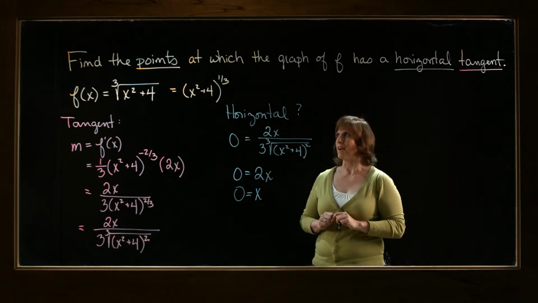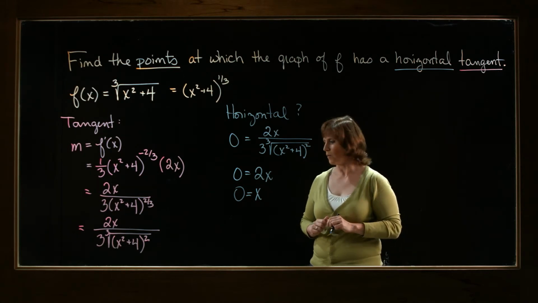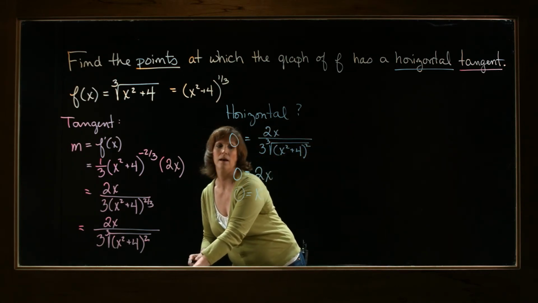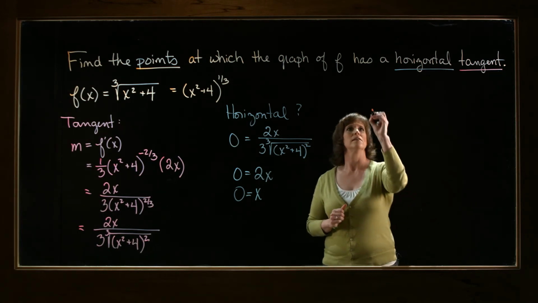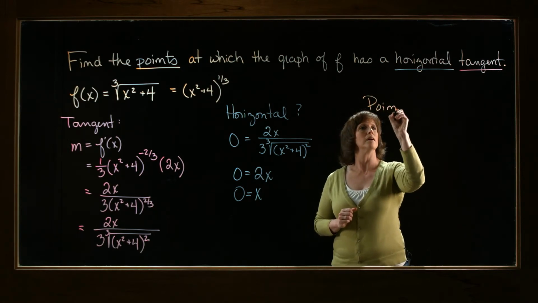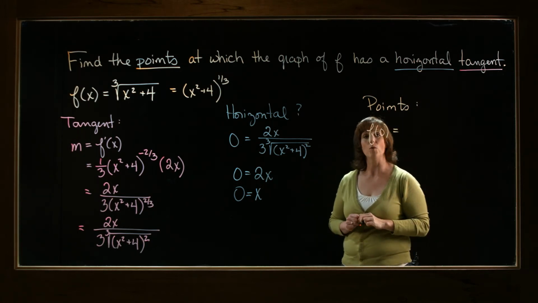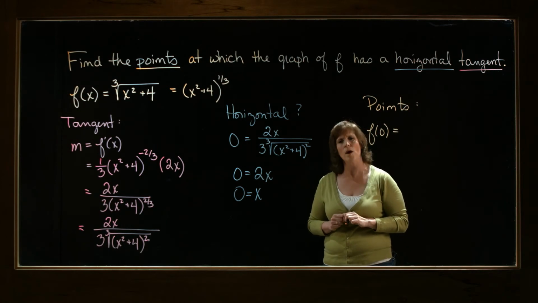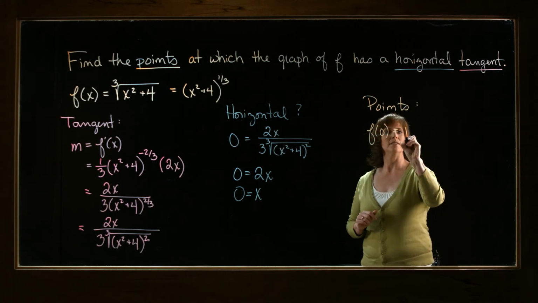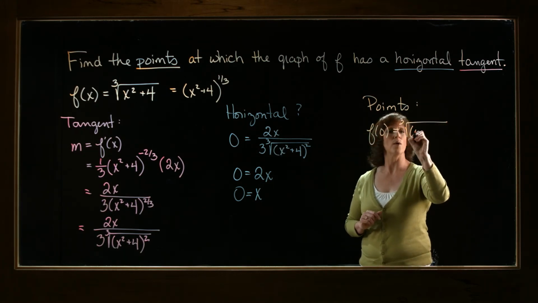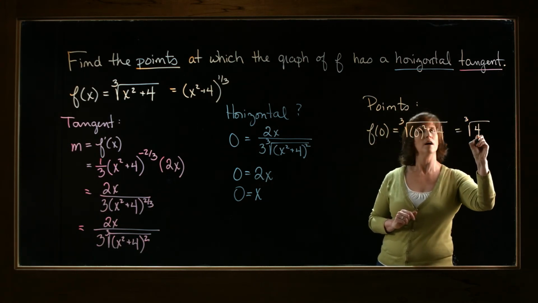Okay, I'm almost there. Now I want to find the points on the graph. Well, I know what the x-coordinate is. It's 0. But to give the ordered pair, why don't I find out what f of 0 is? So what are the points? I need to figure out the y-coordinate, which will be f of 0. Now, where do I plug this in? I plug it into the original function. So let's go ahead and do that. We're going to take the cubed root of 0 squared plus 4, which is the cubed root of 4.